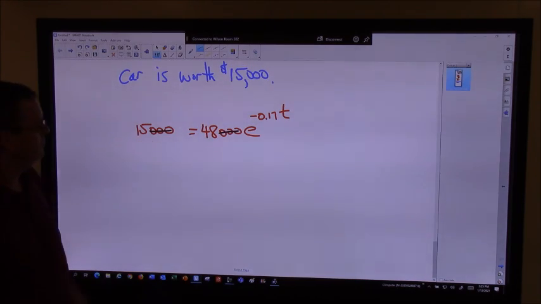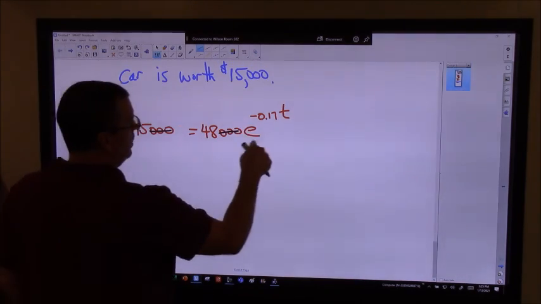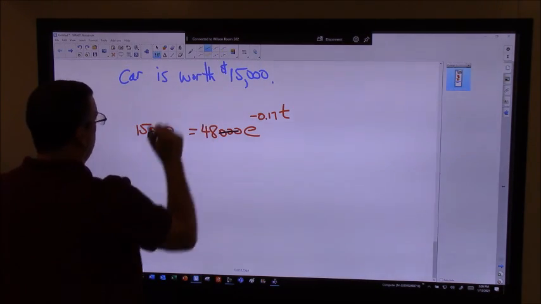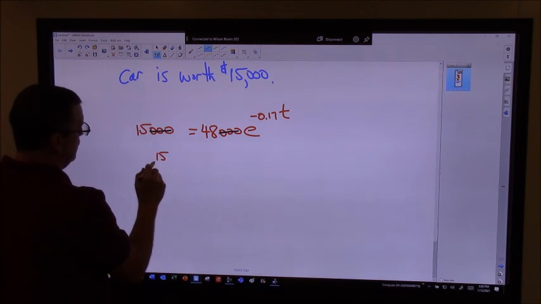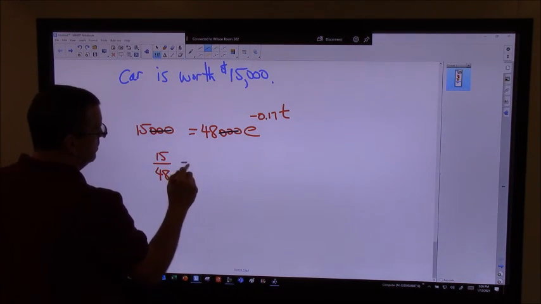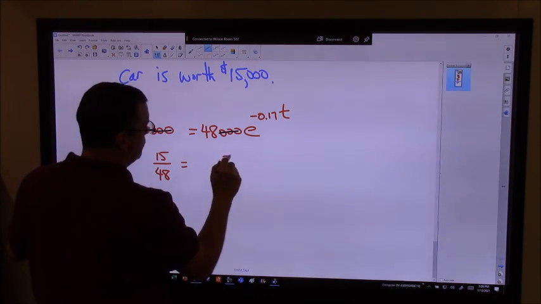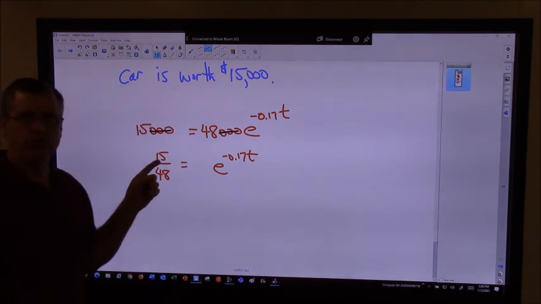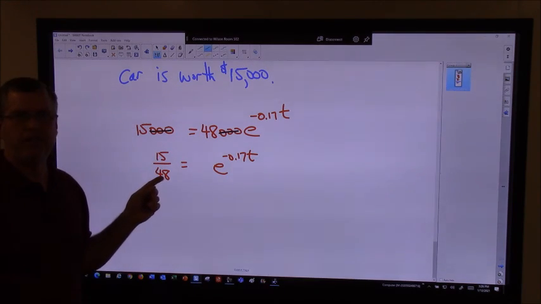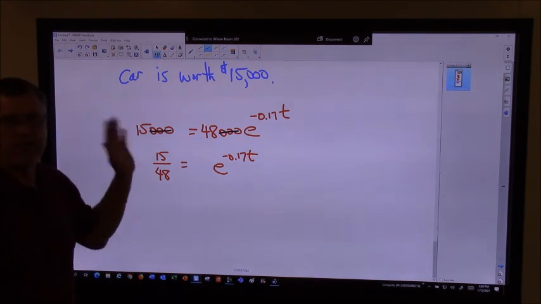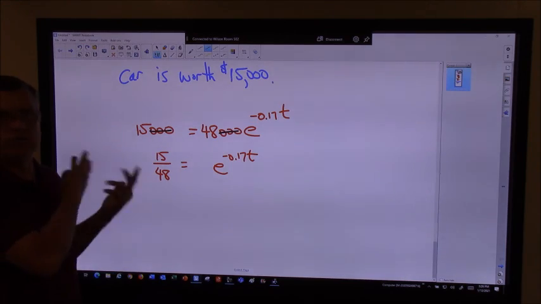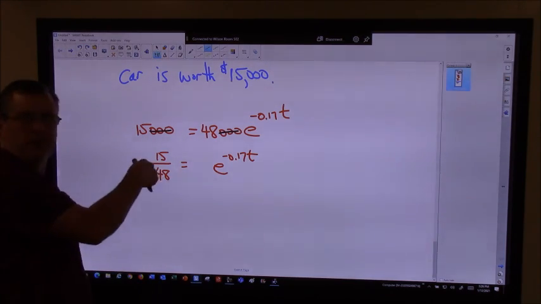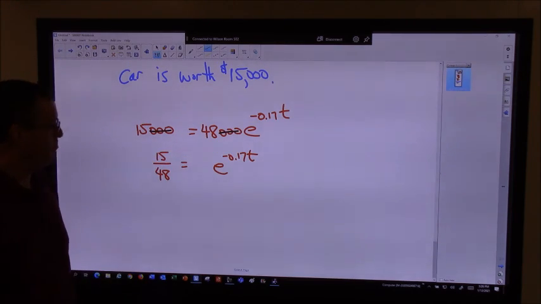It still works. So I've got to isolate my base and the exponent, so I'm going to move this 48 over and divide. What I've got here now is 15 divided by 48 equals e to the negative 0.17t. I know I can reduce that, but I don't care. It's not my final answer, so I'm not worried about it. I'll just leave it that way. If you want to reduce it, you can go ahead and do that. Just don't make a mistake in the middle and have it affect your final outcome.